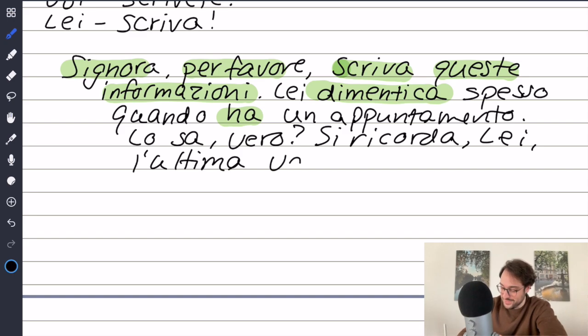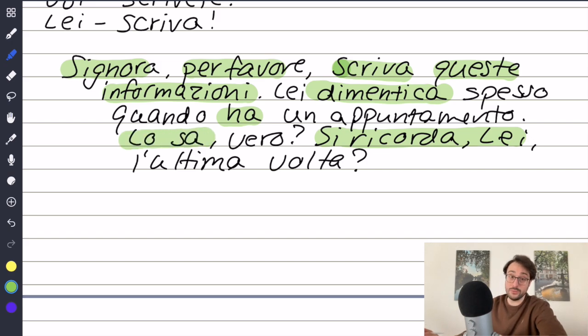L'ultima volta? So what am I now saying here? Now I'm even using a reflexive verb, right? You remember, right? Lei si ricorda? Third person. Si ricorda, right? You remember the last time. Lo sa, vero? You know it, right? See how this works? Beautiful. Beautiful, beautiful stuff here. Beautiful stuff.